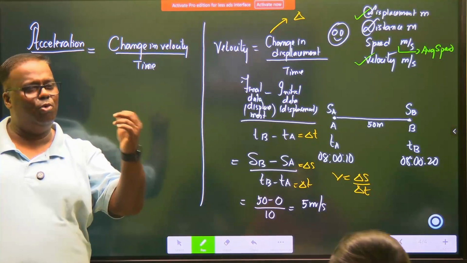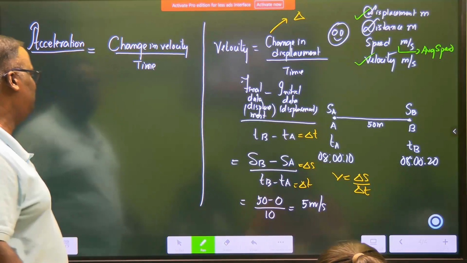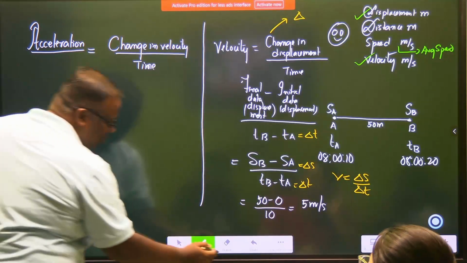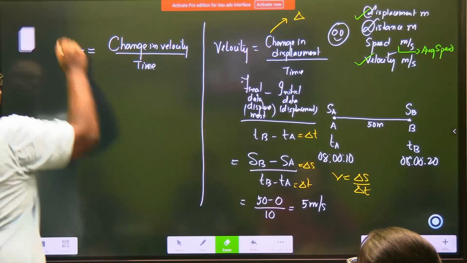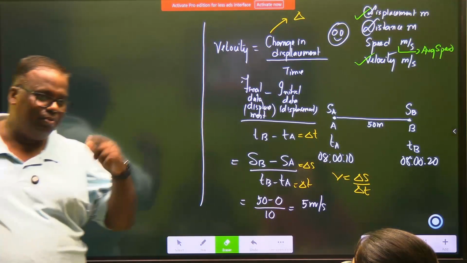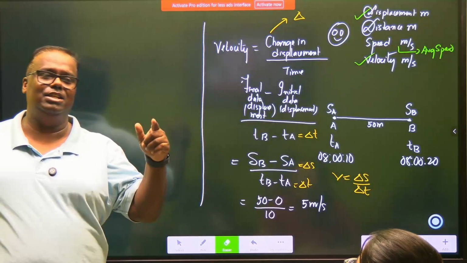Now, something more interesting. You need some artist impression for that, okay? Erase this acceleration, man, it keeps boring you people. You enjoy.